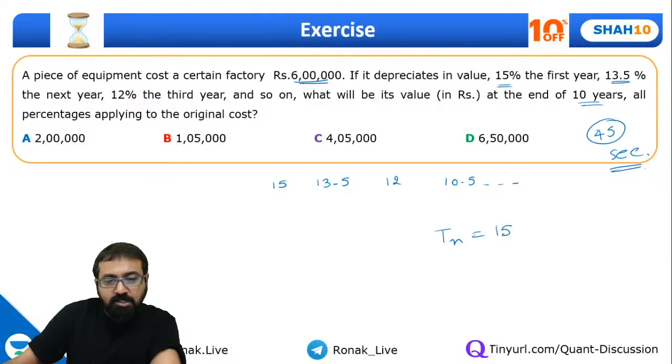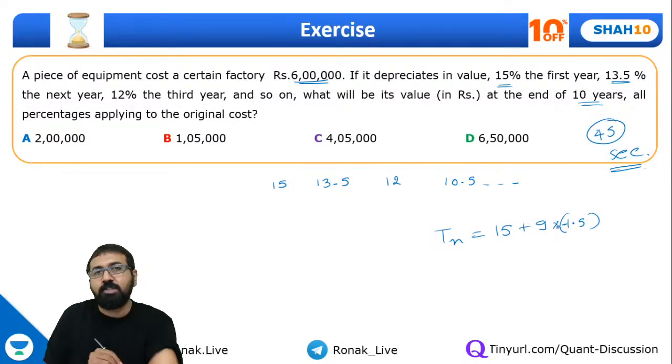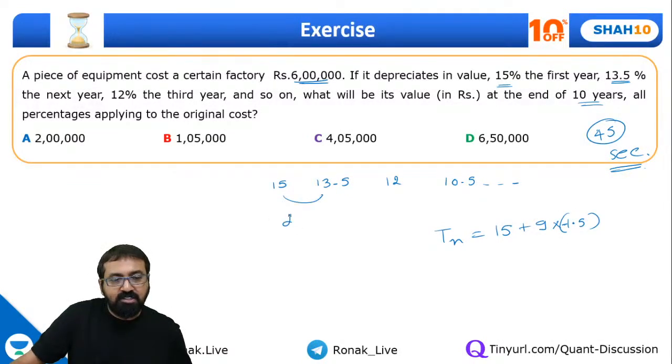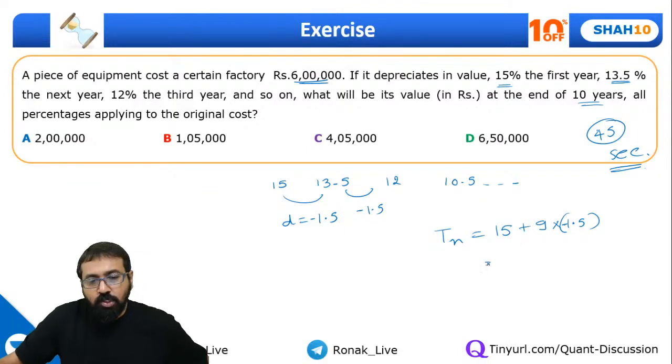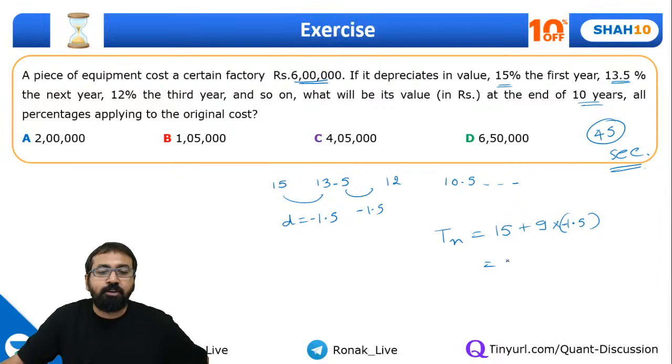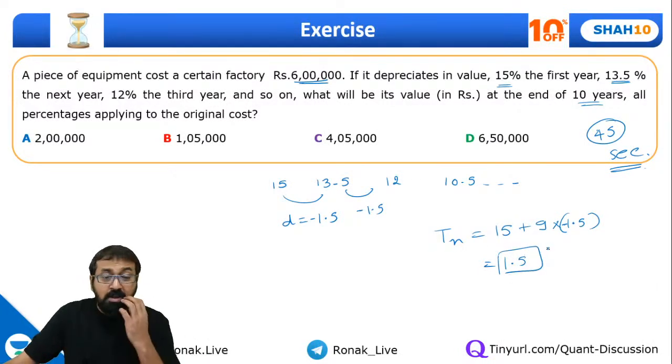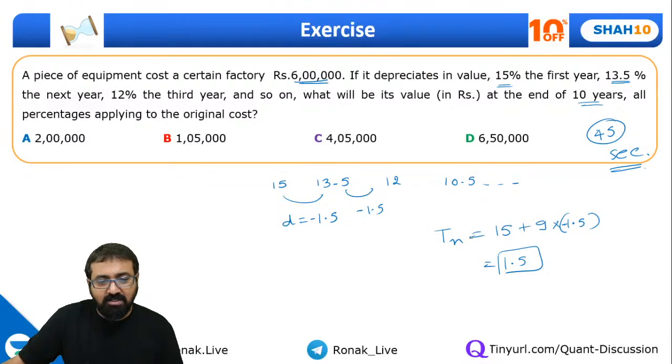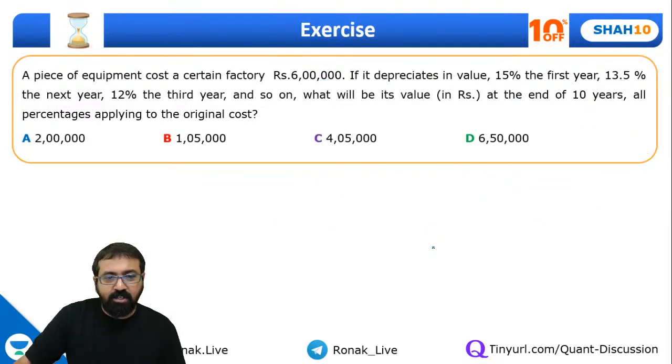So can I say the first term is 15 and the 10th term will be 9 times the difference, but here it's reducing, so I'll have to take minus 1.5 because my difference is minus 1.5. Do not miss out that part, right? So 15 nines are 135, so this is 13.5, so what are you going to be left with? 1.5. But acha, we don't need to find this, guys.